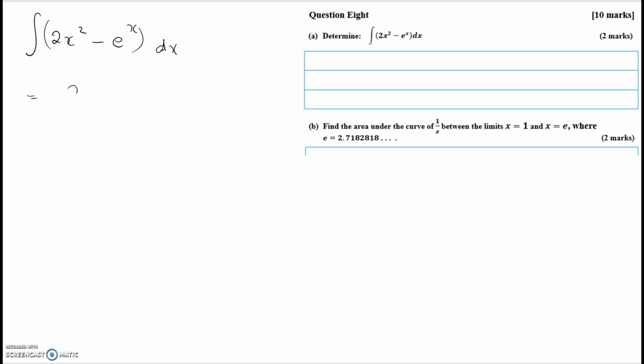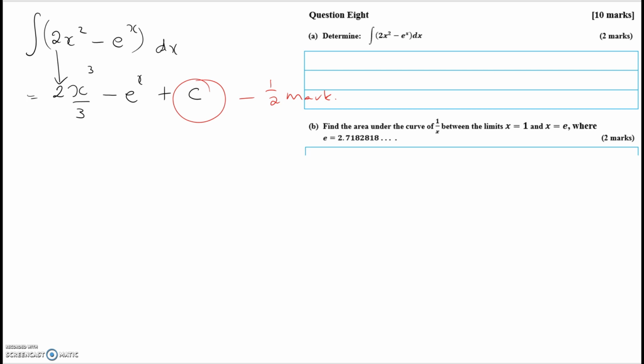Add 1 to the power, x to the 3 over 3, but don't forget to multiply it by the 2 that was already there. And the integral of e to the x is e to the x. Now, plus c, and if you don't put that plus c in, it will be minus half a mark. So make sure you do put it in.